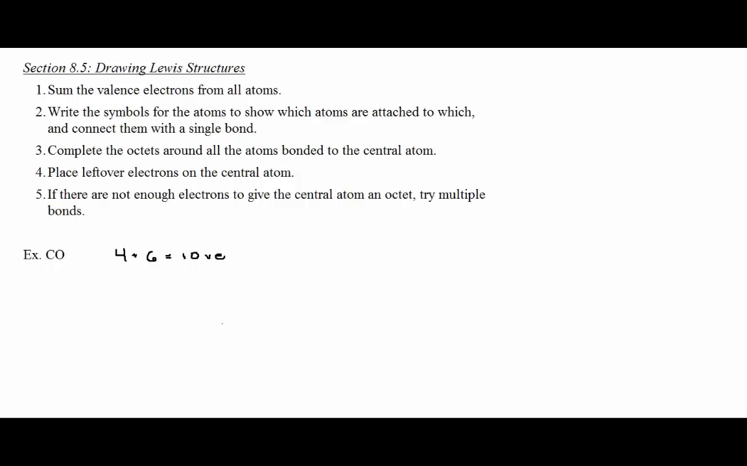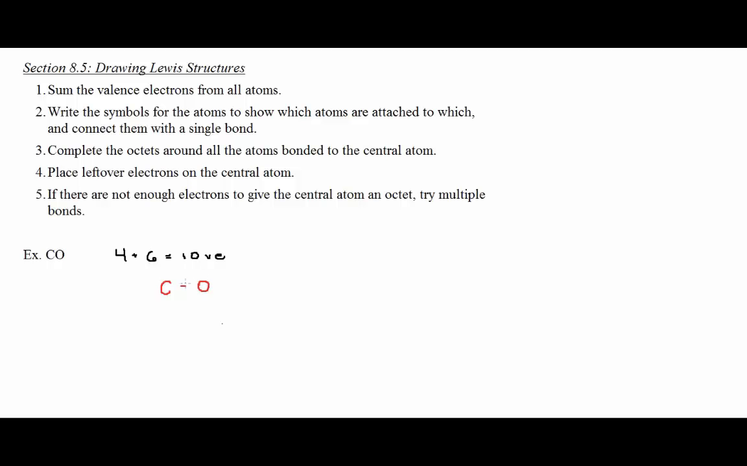Okay? Now I need to write the symbols for the atoms to show which atoms are attached to which and connect them with a single bond. So in this case, since I only have 2 atoms, I actually don't have a central atom. It's just carbon bound to oxygen. Okay? As easy as that. Then number 3, complete the octets around all the atoms bonded to the central atom. Well, I don't have a central atom, so I am just going to complete the octet. If, for example, I had another oxygen coming off right here, then I would complete the octet for the 2 oxygens, and then I would finish carbon. But in this case, I don't have a central atom because I only have 2 atoms.